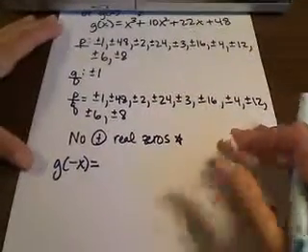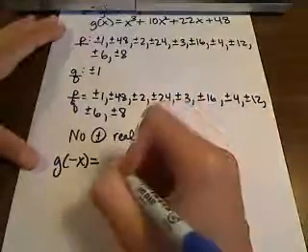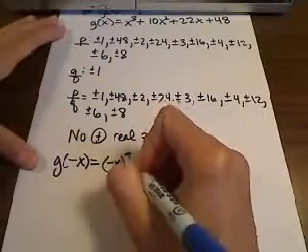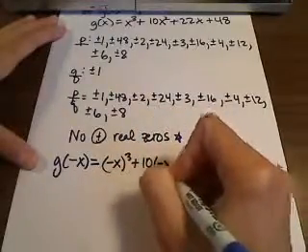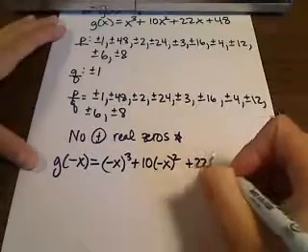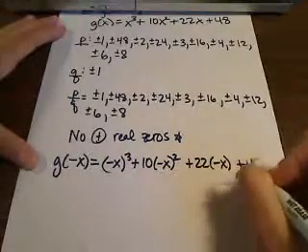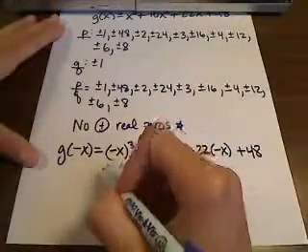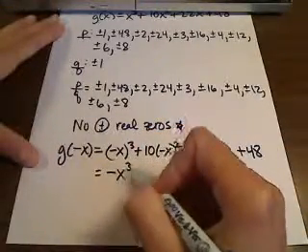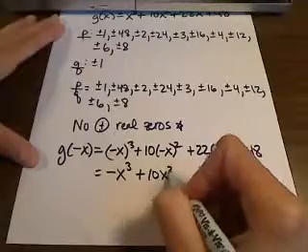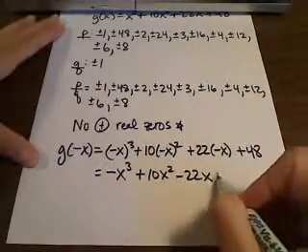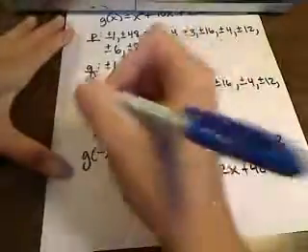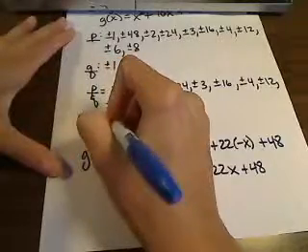Okay, let's take a look at g of negative x. So when I plug negative x into my function and evaluate it, again, we're looking for sign changes. I'm just at the moment using Descartes' rule of signs. So this just becomes negative x cubed, plus 10x squared, minus 22x, and plus 48.